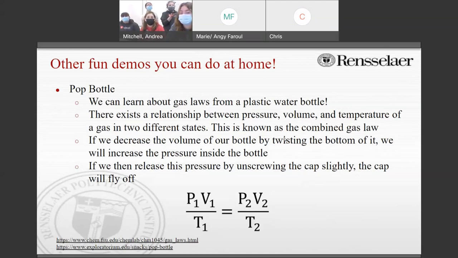If we decrease the volume of our bottle by twisting the bottom of it, it's going to increase the pressure inside of the bottle. So decreasing the volume and increasing the pressure, when we then slightly unscrew the cap, the cap is going to fly off because the pressure is all going to be released. And we have a short little video.